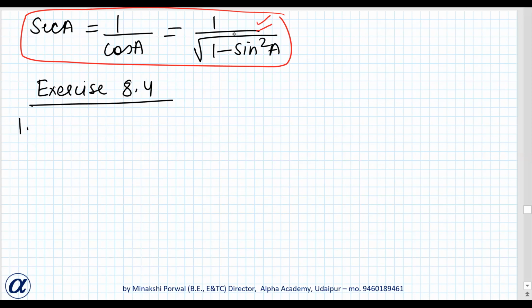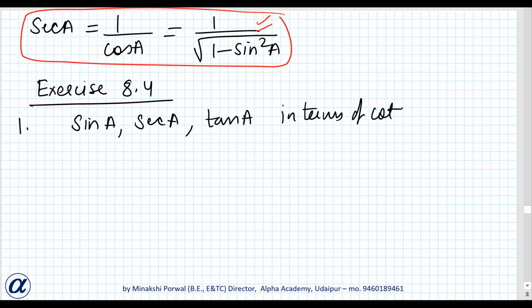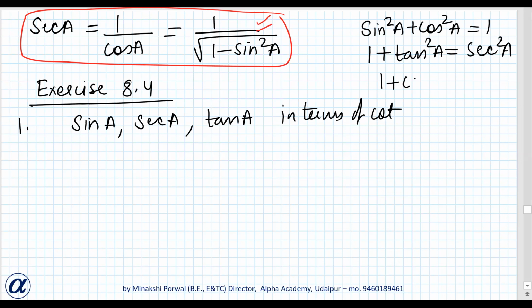Okay, fine. Now, question 1 is: express trigonometric ratios sin, sec and tan in terms of cot. So first thing we will do is write all the identities here. Sin square A plus cos square A equals 1, 1 plus tan square A equals sec square A, and 1 plus cot square A equals cosec square A.